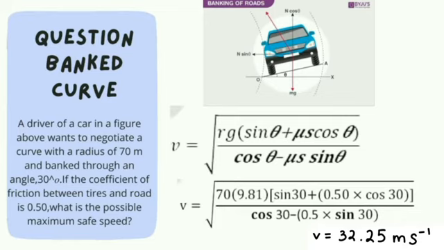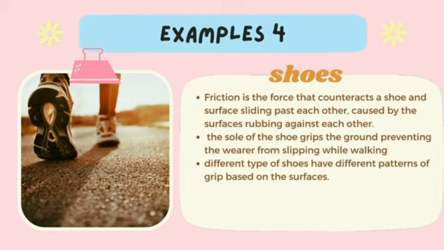So we use the formula v equals the square root of Rg multiplied by the quantity sin theta plus mu s cos theta, divided by cos theta minus mu s sin theta. Then we substitute all the values to get the final answer for the maximum velocity.